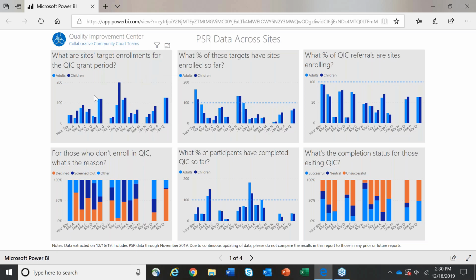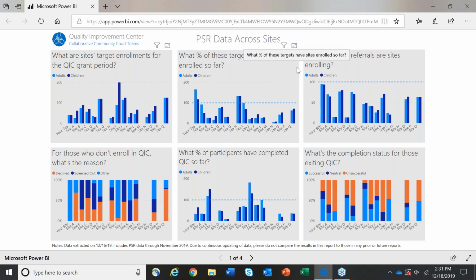And one feature I'd also like to point out here is if you, rather than clicking on a bar, just put your cursor over it and hover on it, you can get additional information. And so what we're showing here is it'll have your site's name rather than saying your site. It'll let you know that you're looking at the child bar, and it'll give you the specific number so that you don't have to try and estimate the number based on the scale over here. You can get the count just by hovering over that bar.